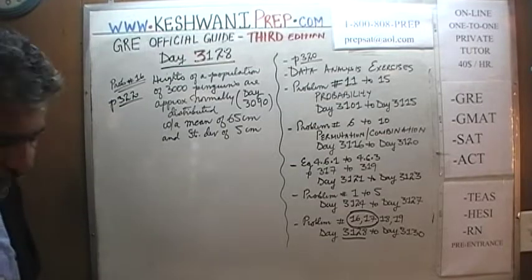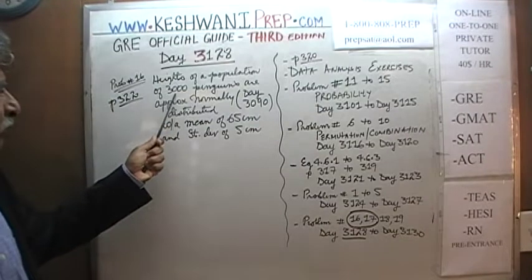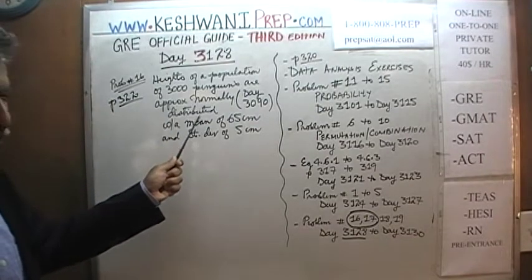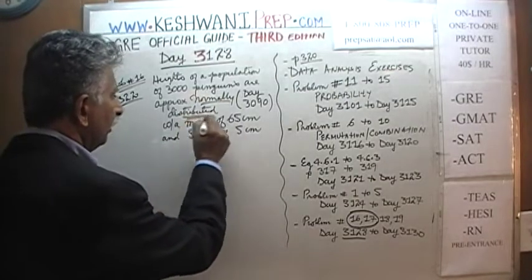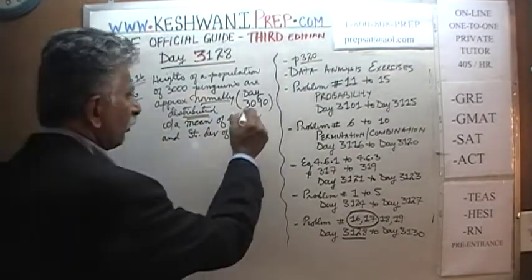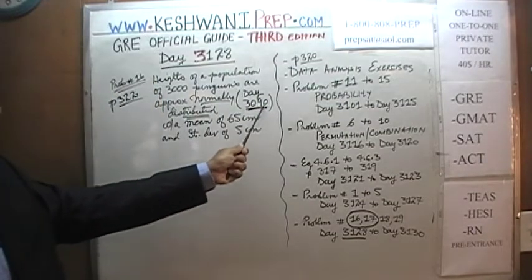It says that the height of the population of 3,000 penguins is approximately normally distributed. It's a normal distribution, and we covered the topic of normal distribution on day number 90, day 3090.